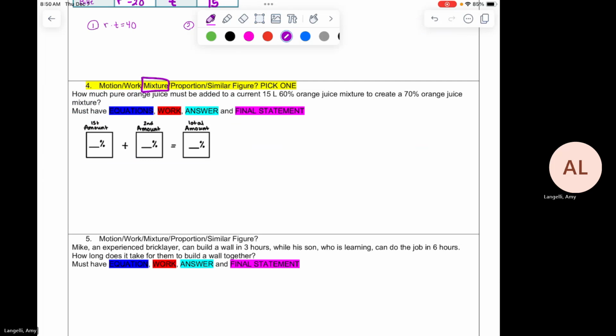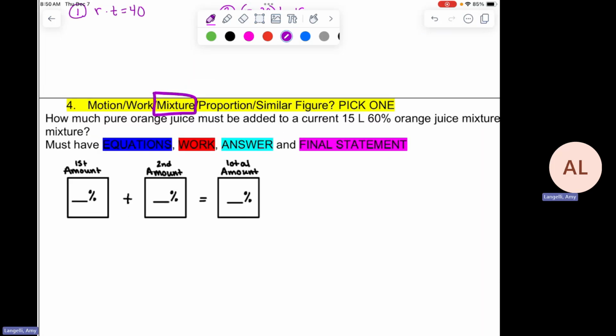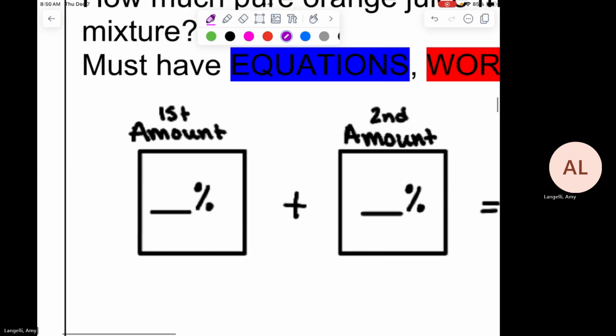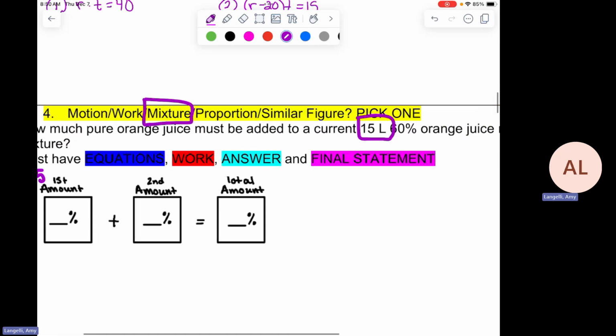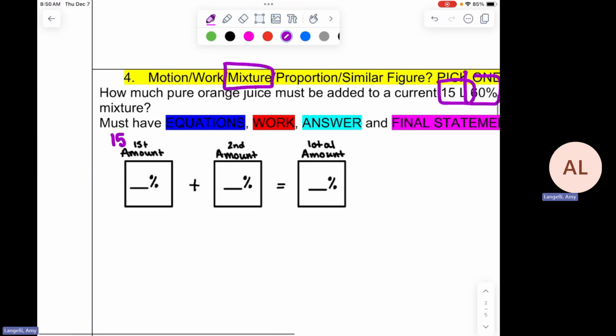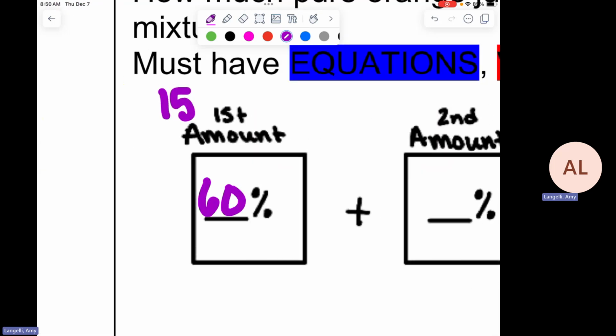And where do you think I put, what do you guys think about this 15 liters? What's that? Top of the first one. Yep, it's the amount that you have of the first, like what you start with. So like you have a container with 15 liters of orange juice. Okay, what do you want for the 60%? Where should we put 60%? Yeah, of that 15 liters, it's a 60% mixture.